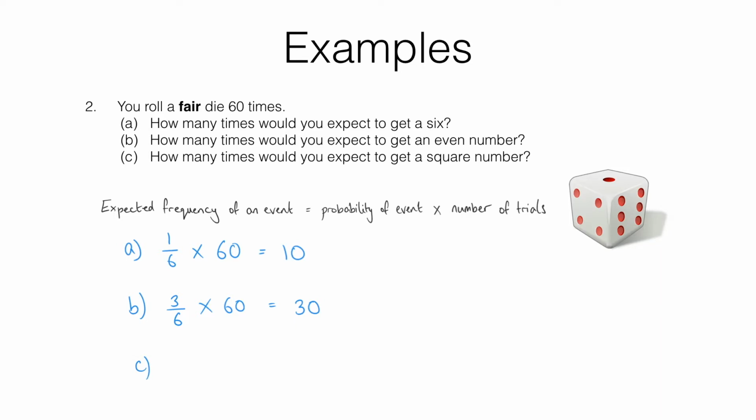In part C, we're now considering square numbers. There are 2 square numbers on a die. You've got 1 and 4. 1 is simply 1 squared, and 4 is 2 squared. So 1 and 4, that means you've got 2 outcomes out of the 6, or a probability of getting a square number of 2/6. We multiply this by the number of trials, that's 60, and you get an answer of 20. So when you roll a die 60 times, you would expect a square number 20 times.